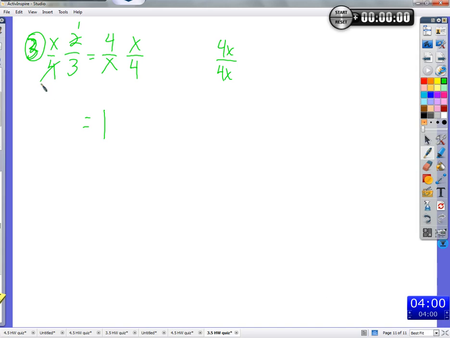Cancel those out. That's 1 and that's 2. So we get x times 1 over 2 times 3. That's 6. We have x over 6 equals 1.